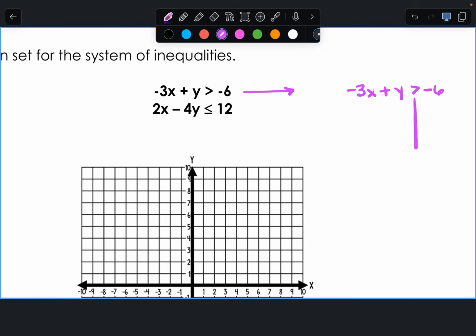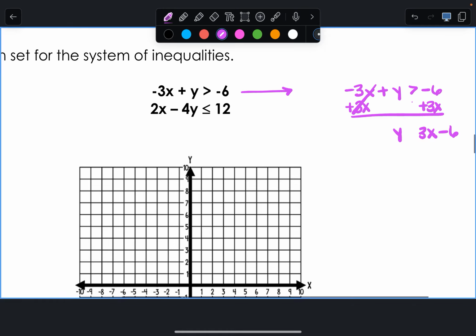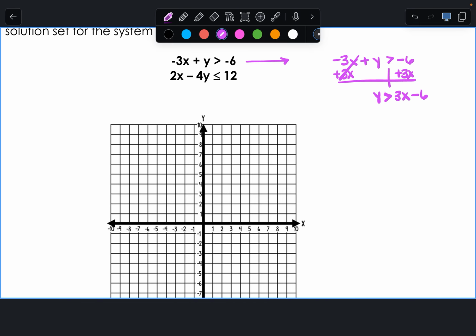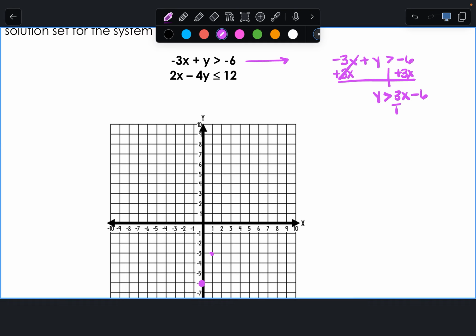To solve for y on this first inequality, what would you do first? Add the 3x. 3x is already negative, so we would add 3x. And this is actually one step. This next one will be confusing. All right, let's graph this line. We start at the -6. Our slope is positive 3/1, so you rise 3, run 1 to the right.